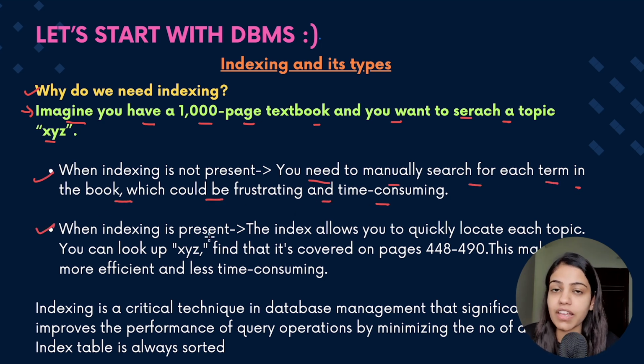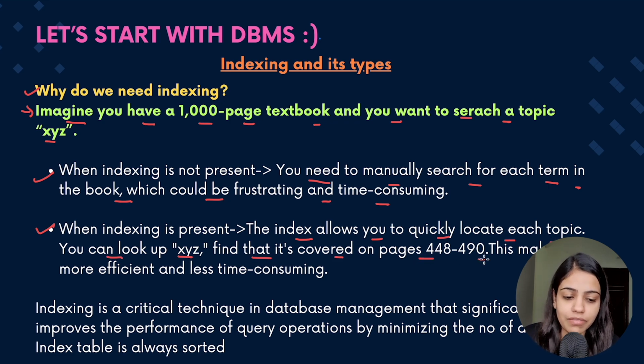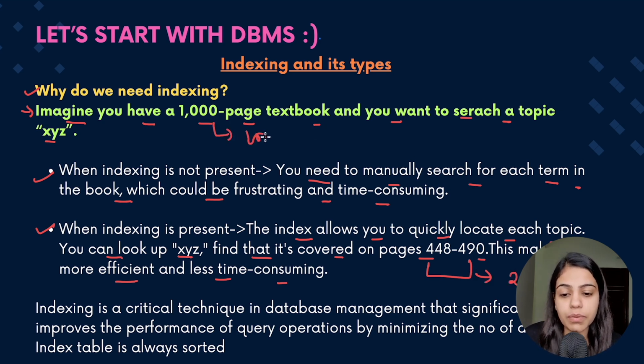Now the second case is when the indexing is present. The index allows you to quickly locate each topic. You can look up XYZ and find which page number it is covered on. This makes it more efficient and less time consuming. So you'll get a range of page numbers, and in that page number range you can just search for that particular topic. Here you are hardly searching 2 or 3 pages, but earlier you needed to search 1000 pages. So you can see the search space has reduced and the time consumed is also reduced. So this is how indexing helps us.